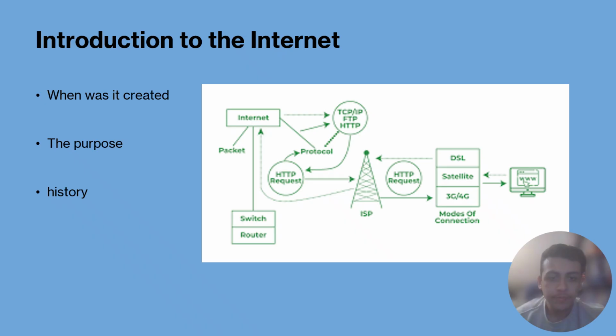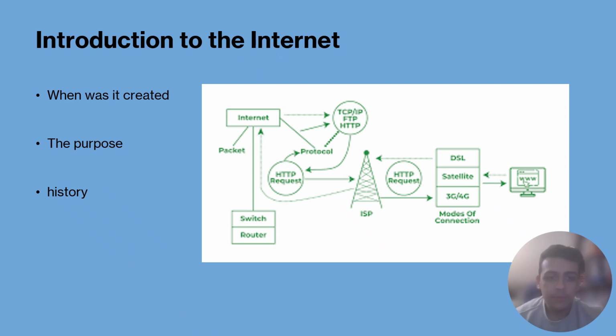Okay, our first slide is the introduction to the internet. So when was it created? The internet began in the late 1960s with a project called ARPANET. It was developed by the U.S. Department of Defense, and it was initially designed to connect a few research computers, but it gradually evolved into the global network that we're using today.